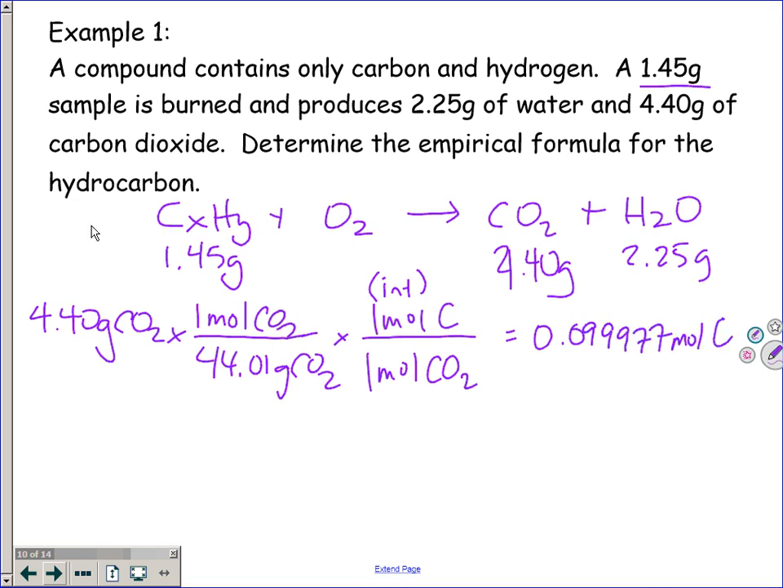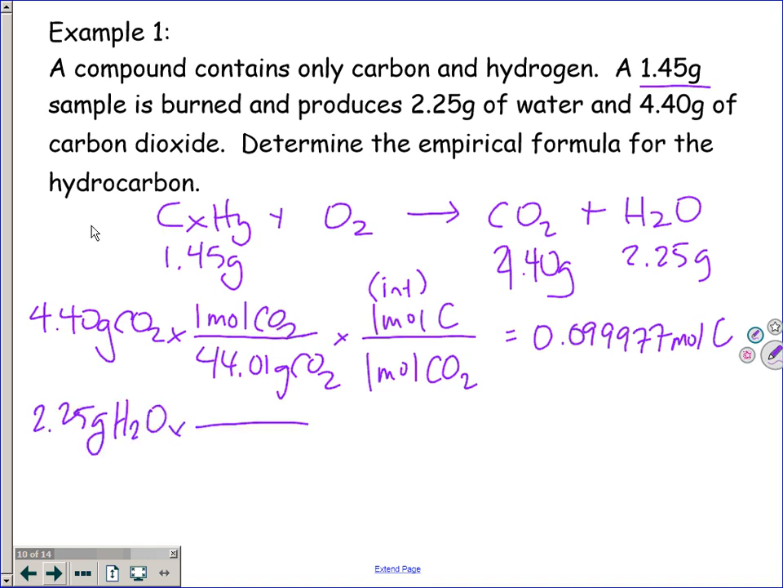That should be, I got calculations for you guys too, so it'll help me. 0.099977 moles of carbon. It's very similar to empirical formula. We just had to do this little conversion here. All right, water, 2.25 grams of water.